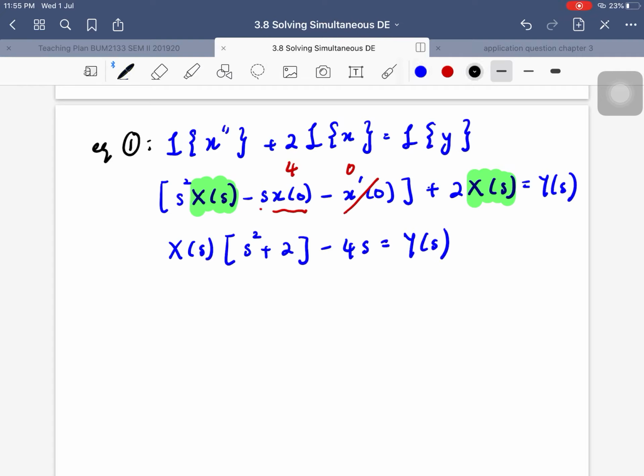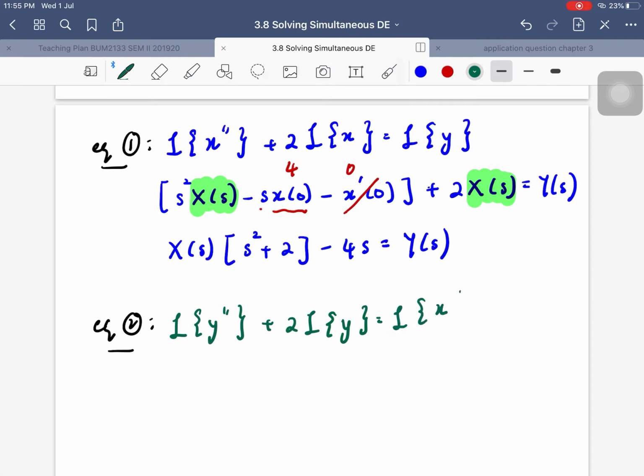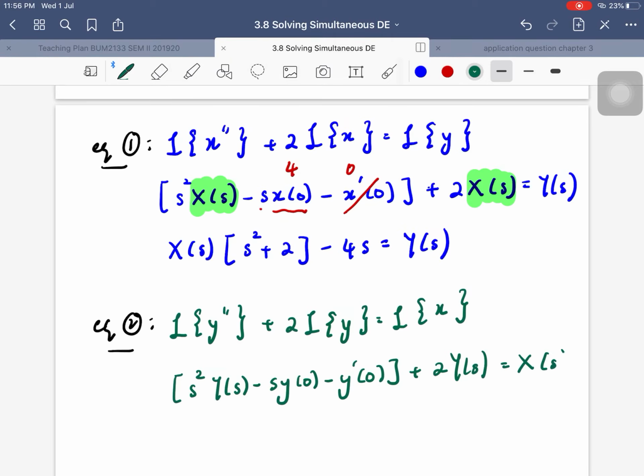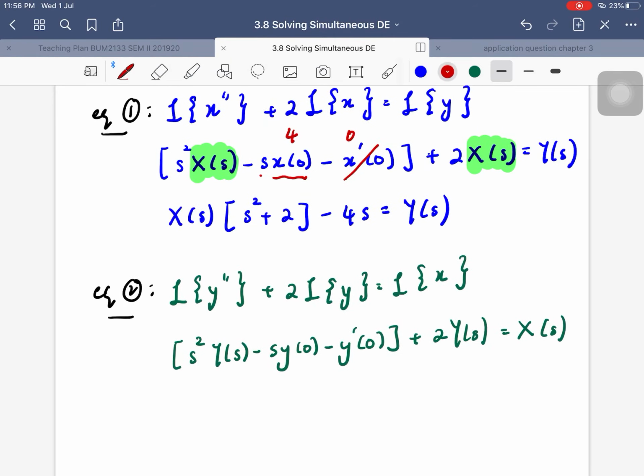I'm going to do the same for equation number 2 as well. All I have to do is Laplace transform both sides of the equation. So for equation number 2, I'm going to take Laplace of y double prime, the second derivative, plus 2 Laplace of y, and that is going to equal the Laplace of x. Again, the formula for this is s squared capital Y of s minus s y naught minus y prime of 0. And then I'm going to have plus 2 Laplace of y, which is capital Y of s, and on this side I'm going to have capital X of s. Same idea. To substitute the initial conditions, y naught for this case is going to equal 2.